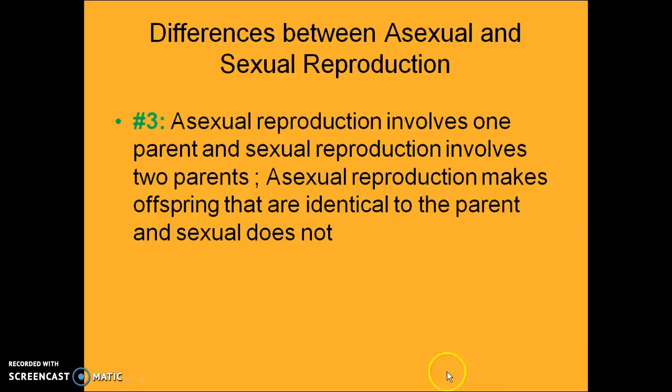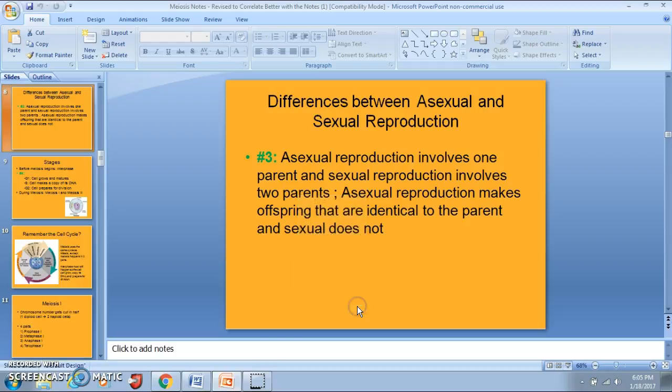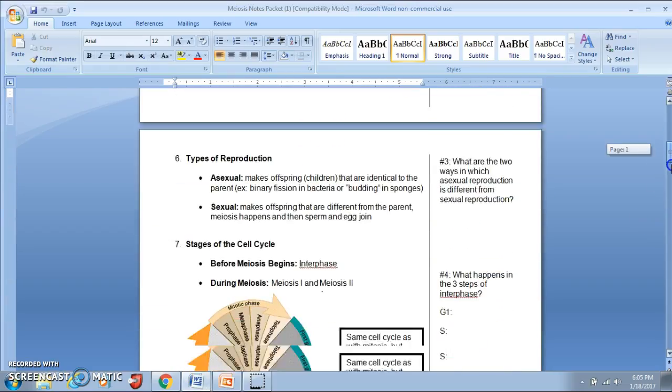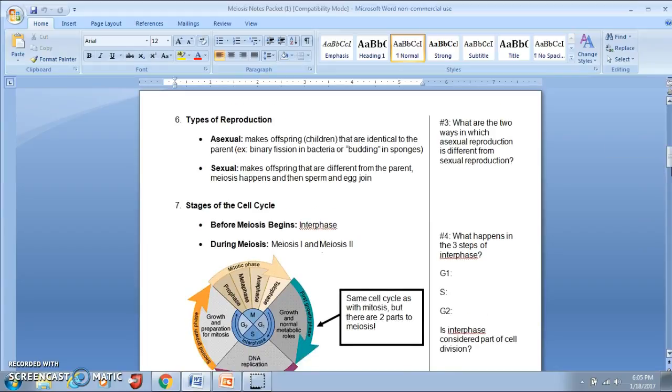Okay, now you have a question number 3, I believe, on the right-hand side of your notes that asks, what are the two ways in which asexual reproduction is different from sexual reproduction?